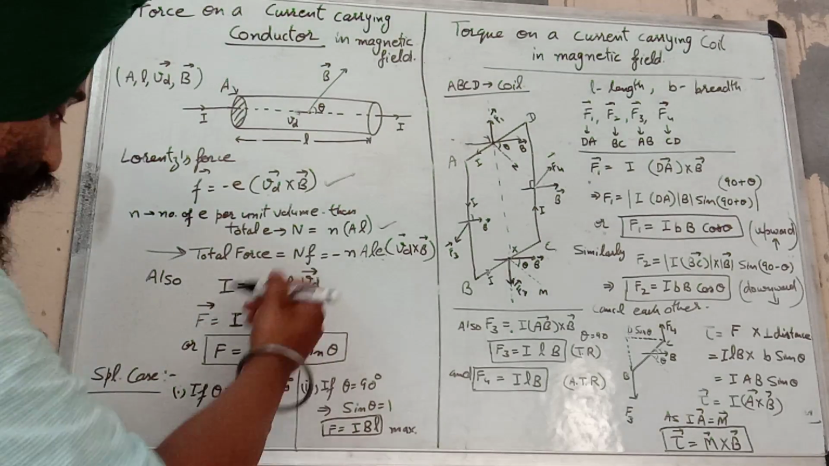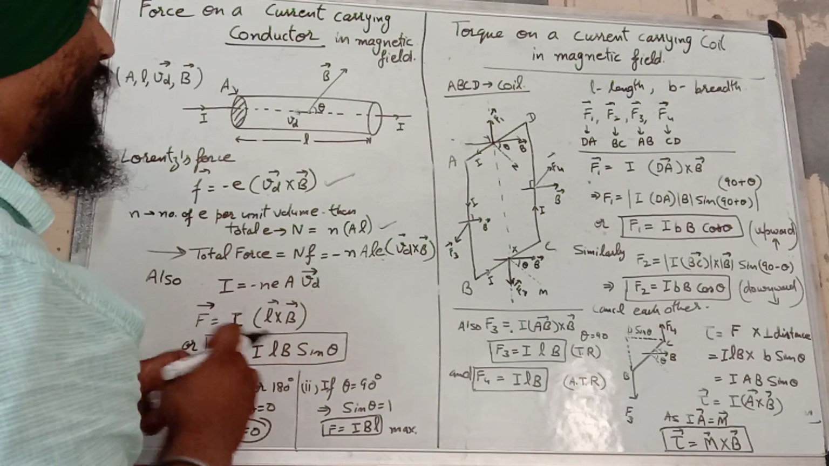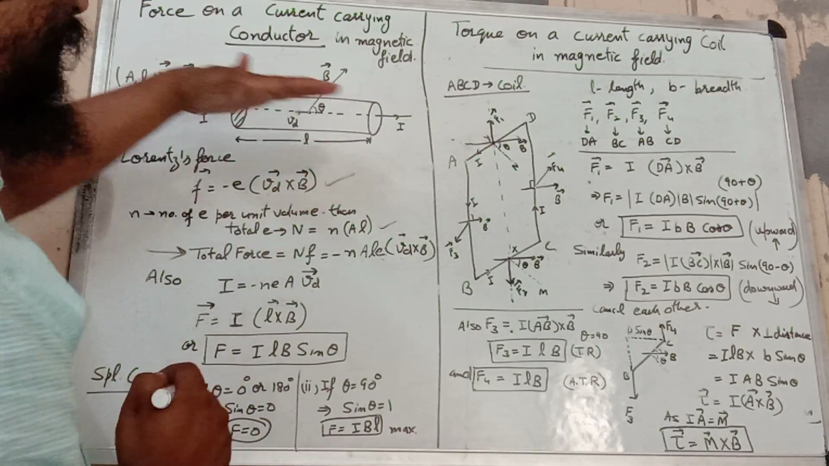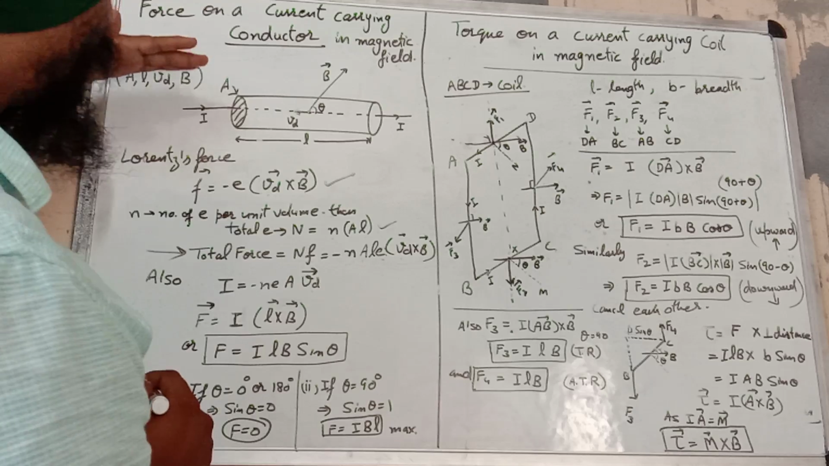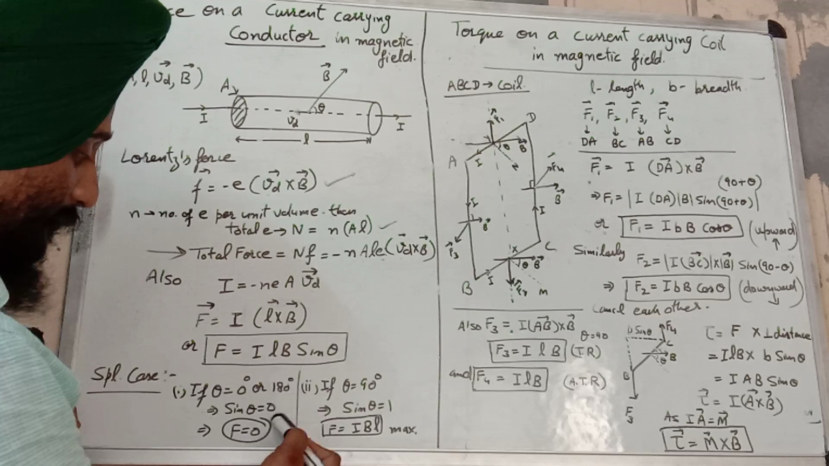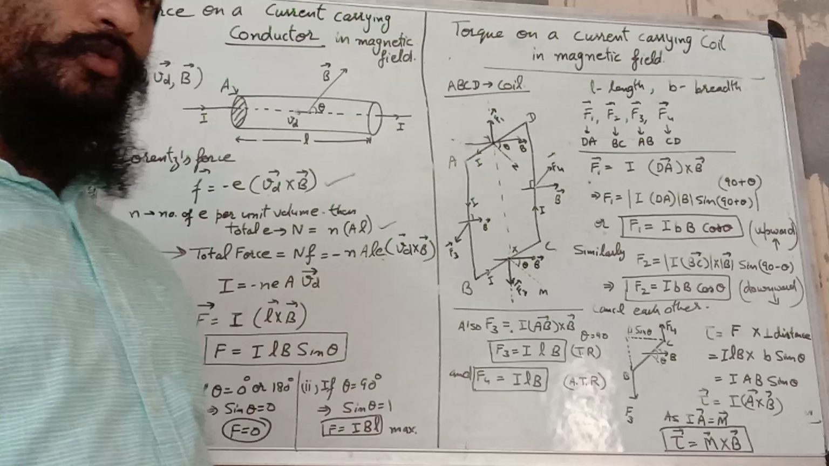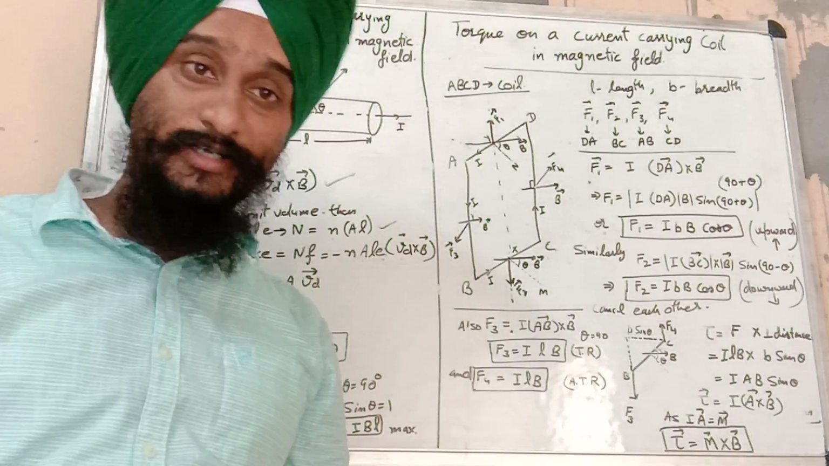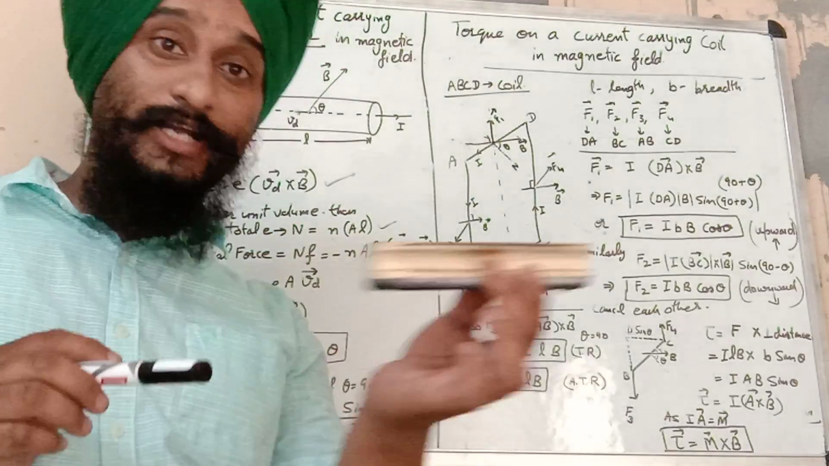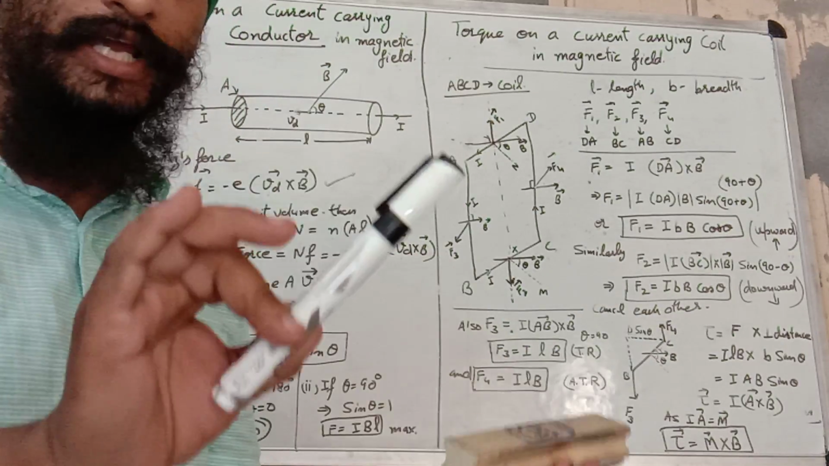Also, a special case: if theta equals 0 degree or 180 degree, that is, the field is along the direction of the current, then sin theta becomes 0 and the force becomes 0. That is, whenever a conductor carrying current is placed parallel to the field, no force acts on it.